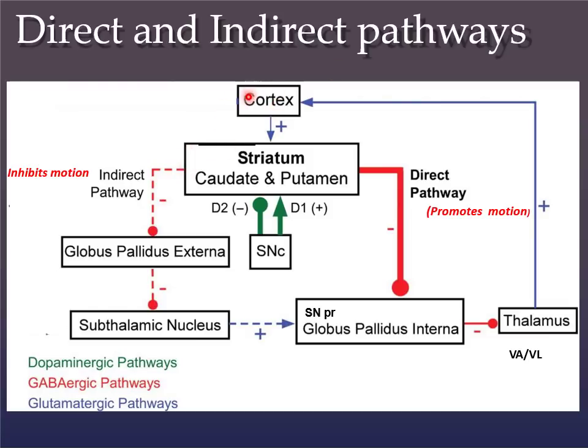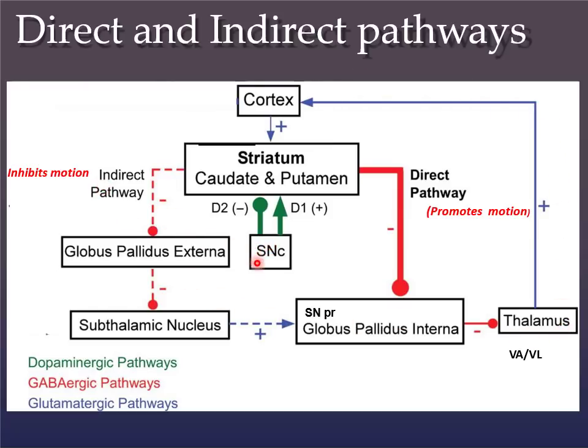If we go from the cortex to the striatum to the indirect pathway, we will see that there's an inhibitory input to the globus pallidum externa, an inhibitory input to the subthalamic nucleus, an excitatory input to the globus pallidum interna, and an inhibitory input to the thalamus. These three inhibitory inputs end up with a net inhibition of movement by the indirect pathway.